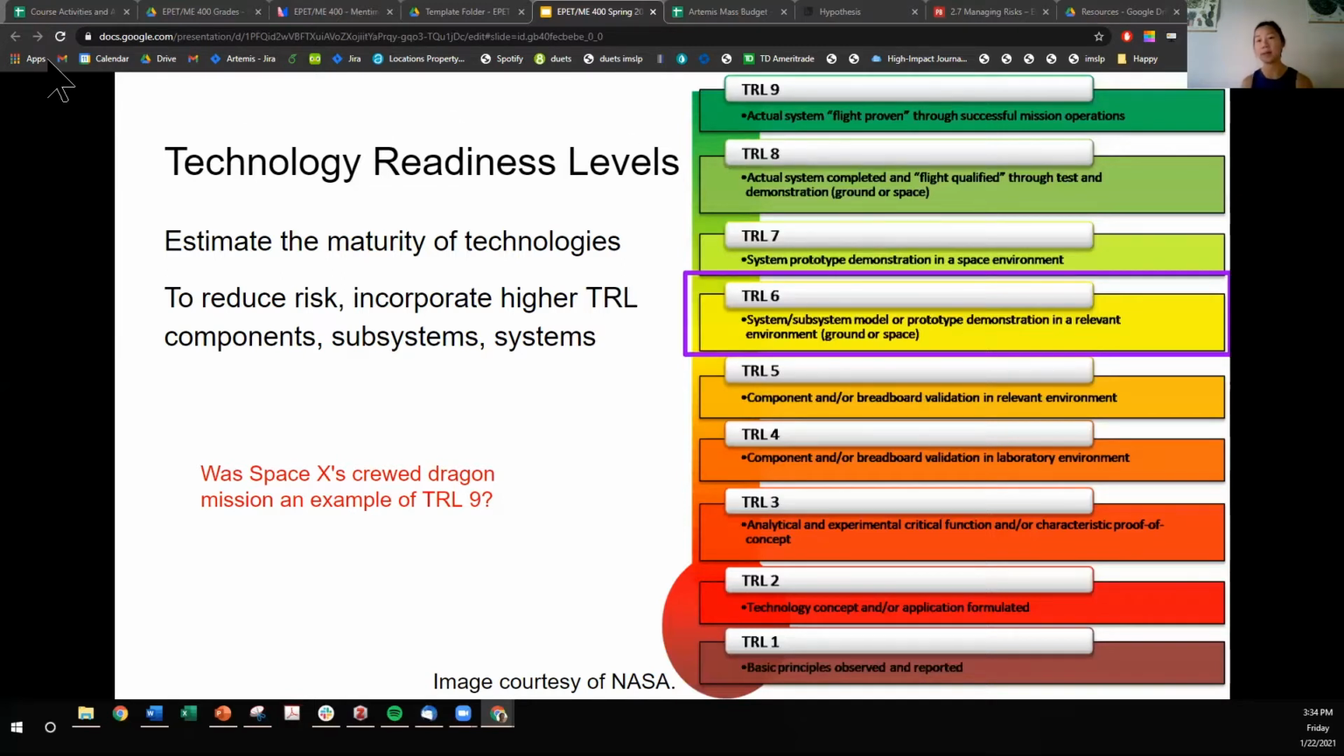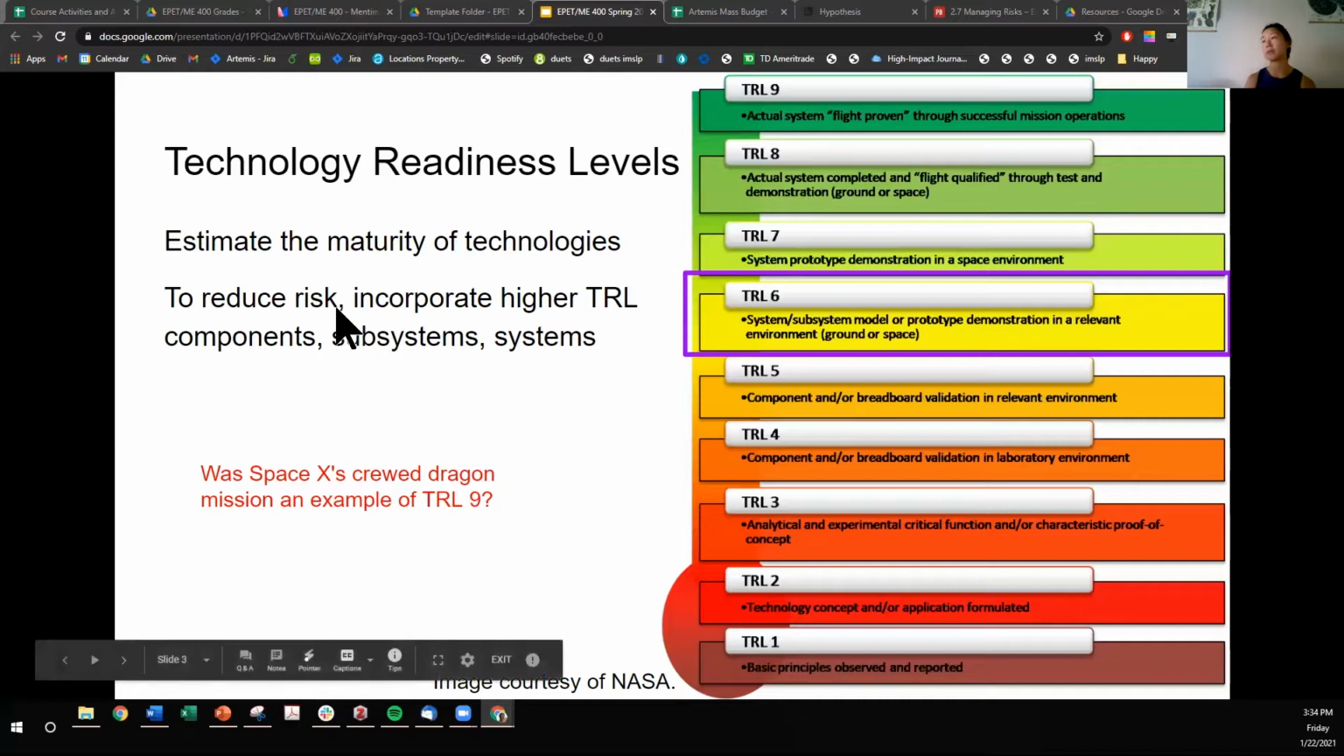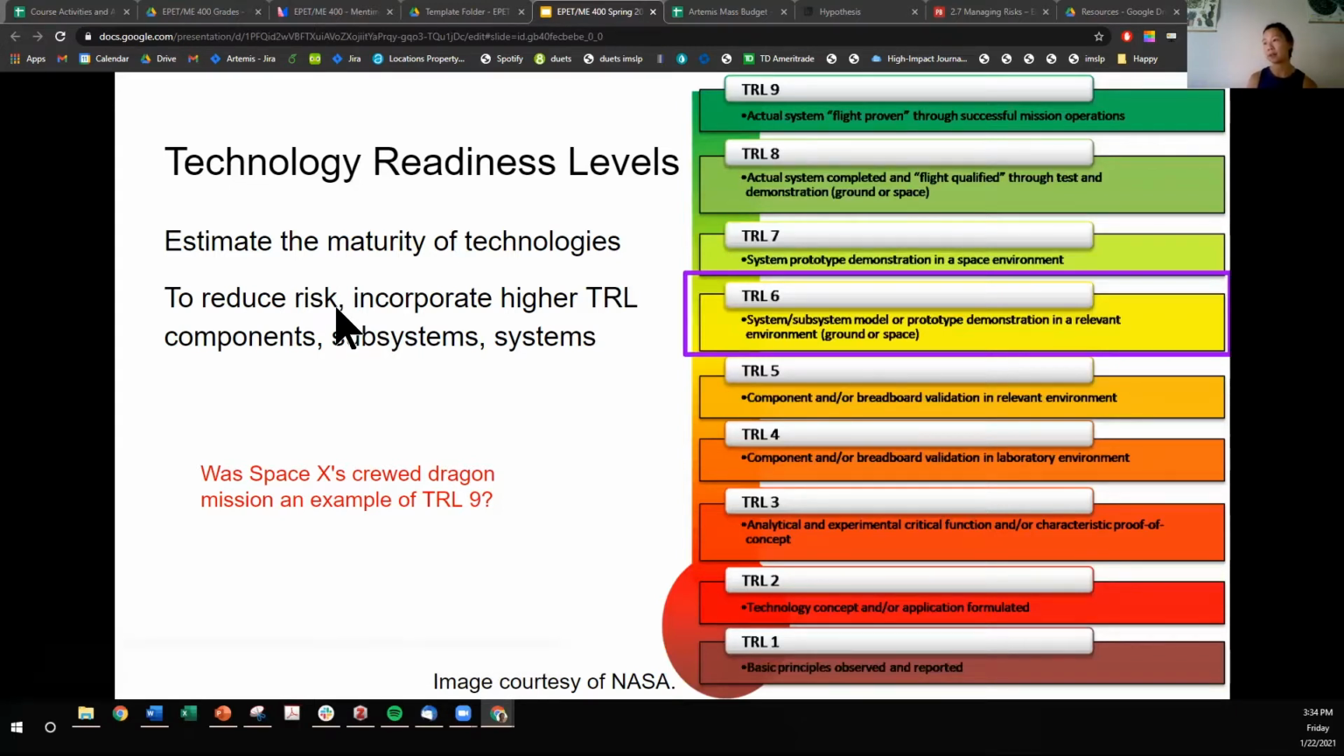And the way that we use them is we evaluate different TRL levels for different components. So we'll strategize about how to reduce risk or accept a certain amount of risk. To reduce risk, we'd incorporate higher level TRL components, subsystems, or systems. In your designs, you would investigate what the TRL level is for every single technology that you decide to use.